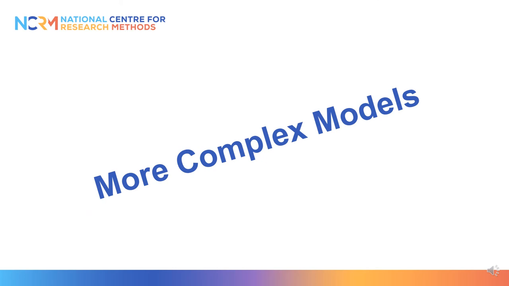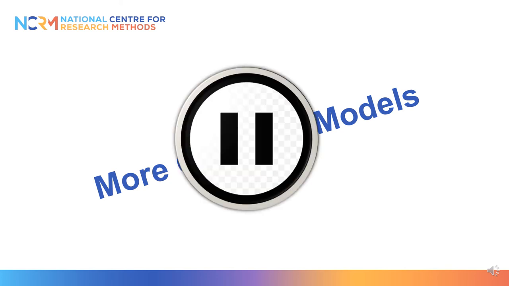More complex models. The models outlined above are simple Poisson models that are the product of only a few terms, i.e. home advantage, attack strength, and defensive weakness. But we could extend these models. I'm going to pause for a bit and get you to think about some potential ways that these models could be extended.